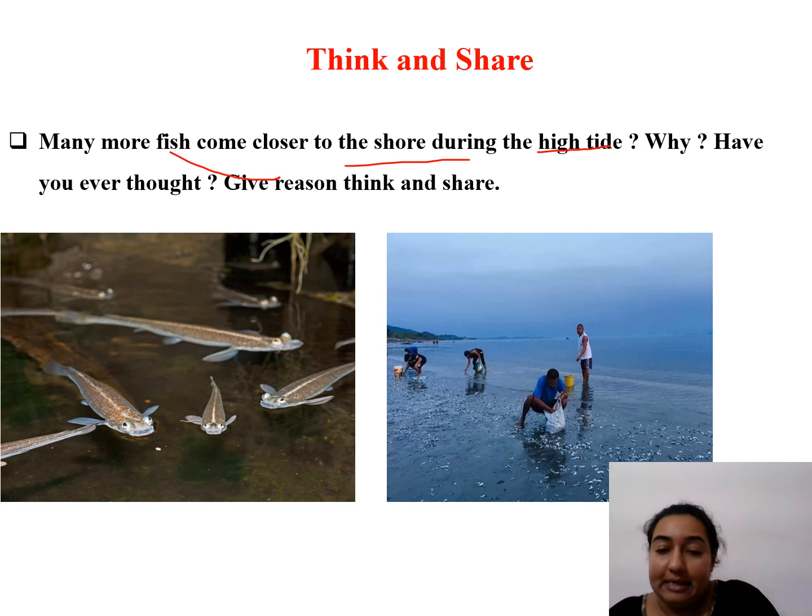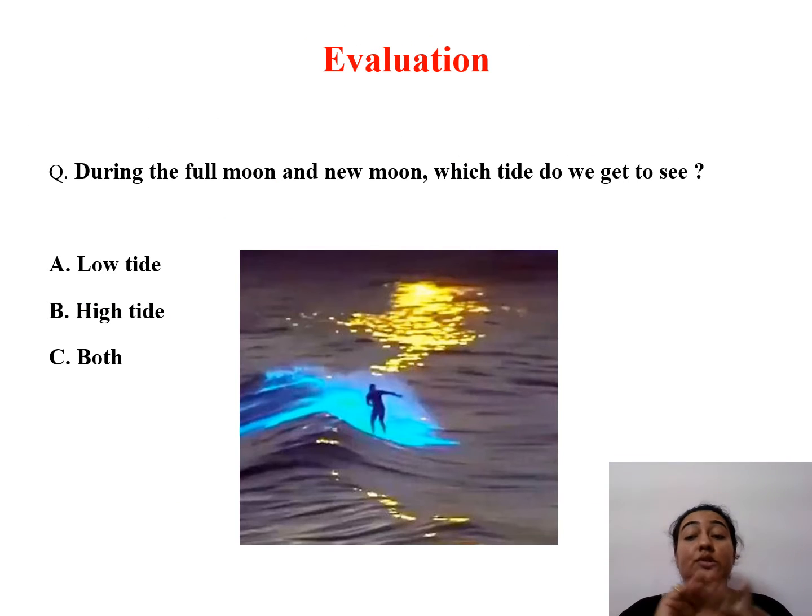Okay? Like, this is the seashore. We can see fishermen are standing over here. Now, why during the high tide do fishes come over here? Why? There must be some reason. What happens during high tide? Low tide में तो नहीं आते हैं. They're coming towards the shore, right? Now, think and then you need to keep this answer in mind.